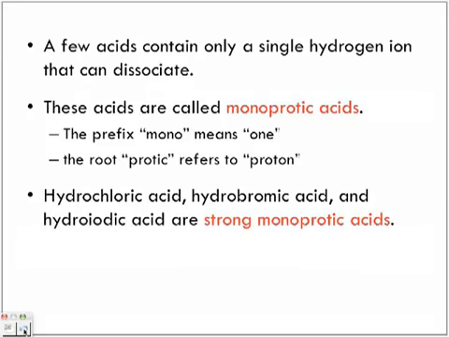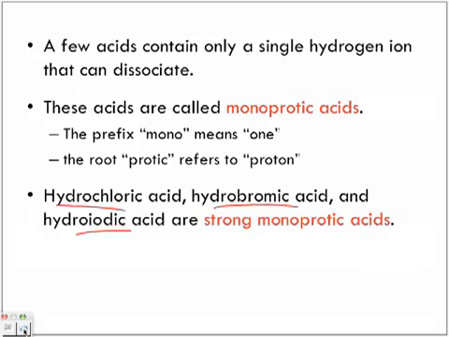So as we said, hydrochloric acid, hydrobromic acid, hydroiodic acid, these were three of the examples of the strong acids that I showed you in the previous slides. These are considered strong monoprotic acids. But don't worry about that, just be able to identify a monoprotic acid if I asked you to. You can still name these as strong acids.